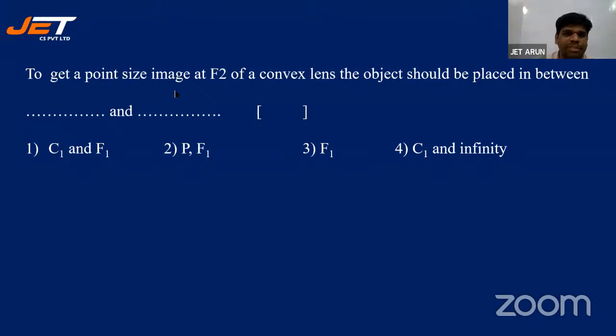To get a point size image at F2 of the convex lens, the object should be placed in between dash and dash. C1 and F1, 4 and F1, F1, C1 and infinity.